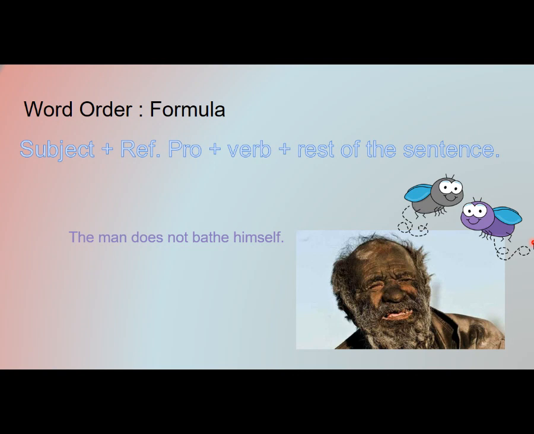If you have a negative statement, that's going to go in front of the verb. The man does not bathe himself, right? So if we were to create this sentence in Spanish, we're going to follow that formula, and you would have el señor no, again, that negative is usually going to go right in front of the verb, no se baña. So you have the reflexive pronoun and then the verb in its conjugated form. All right, el señor no se baña.